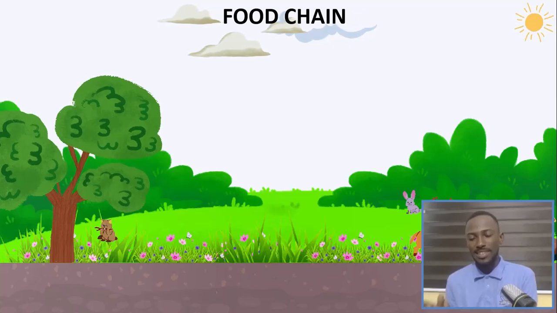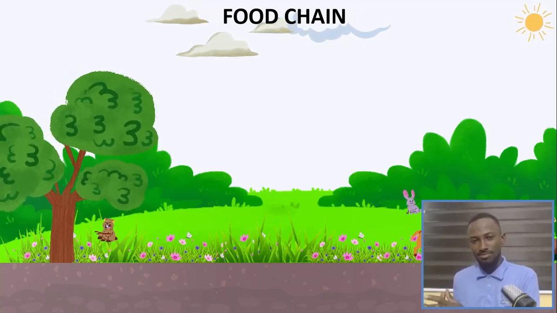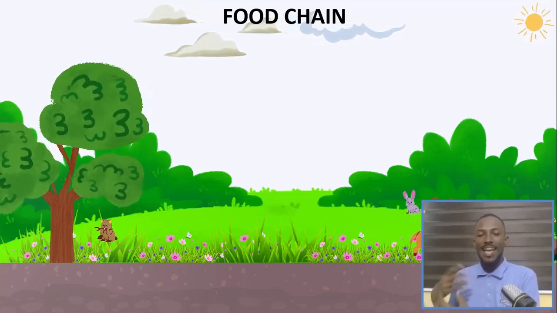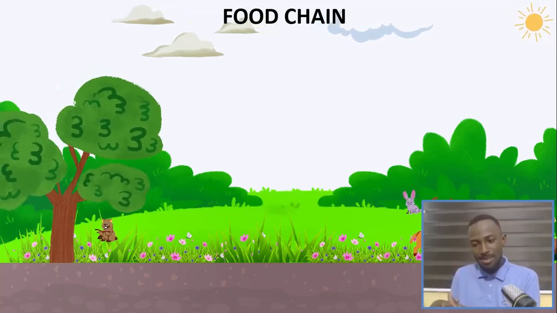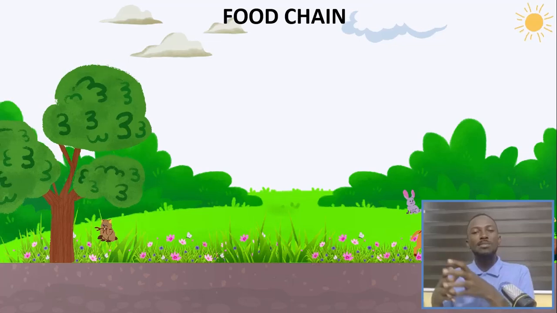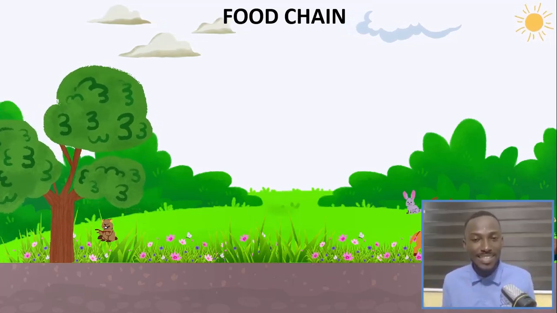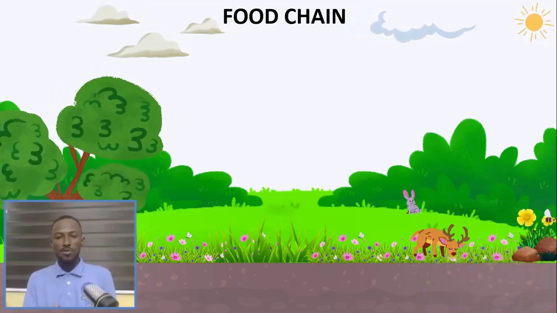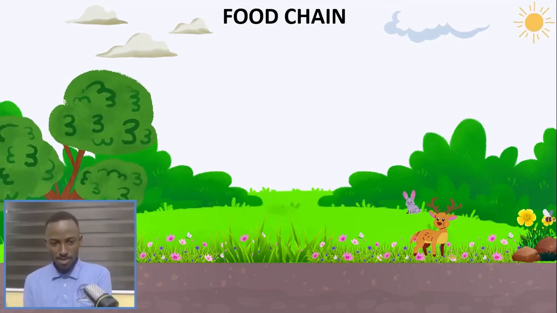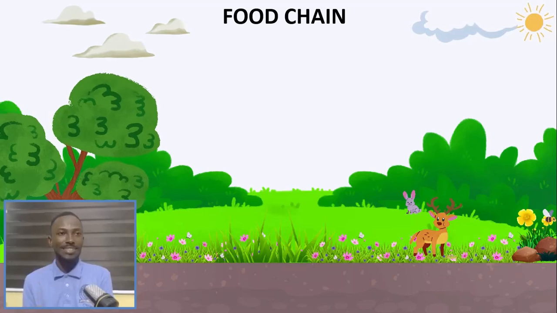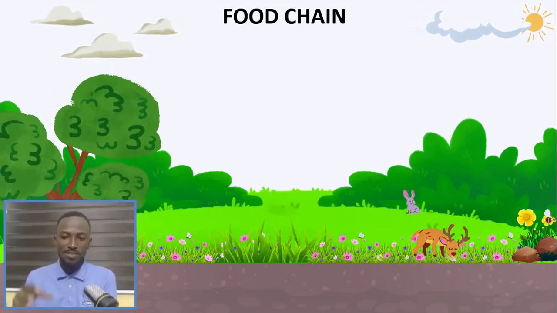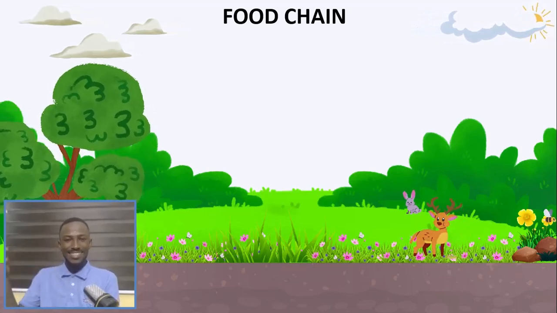So here's the point. Plants make their own food by means of photosynthesis, and at the end, they produce sugar or glucose. Animals then depend on this plant as a source of energy. So if you look at your screen at the moment, you see a deer over there eating some grasses. It's feeding on the grass to gain energy.